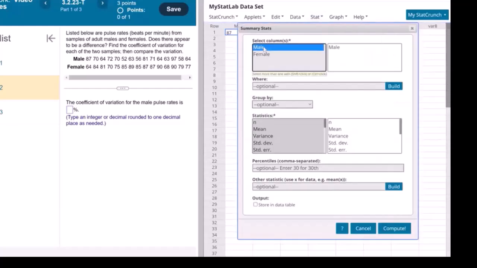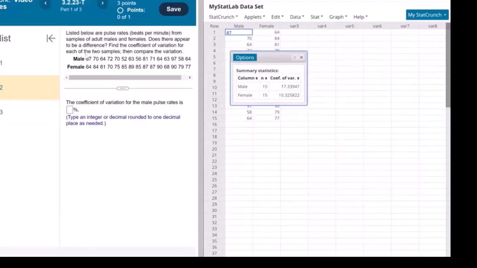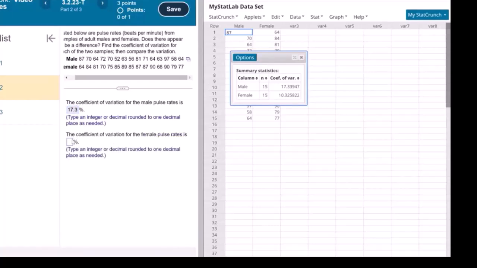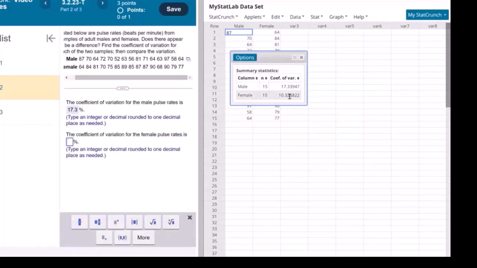Pick both. I'm going to hold down the control key to get the second one. Again, what do I need? The coefficient of variation. There's my data. And it says the coefficient of variation for male pulse rates is, and this is giving values in percents, so for males, and we want to round it to 1 decimal, 17.3%. The coefficient of variation for females is 10.3 to 1 decimal place.